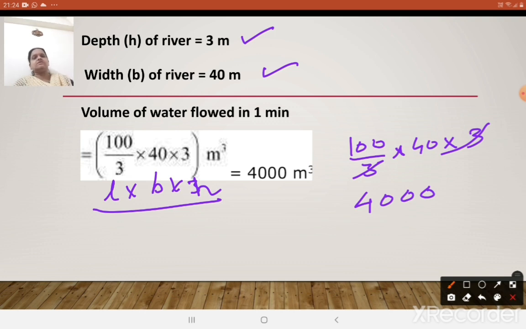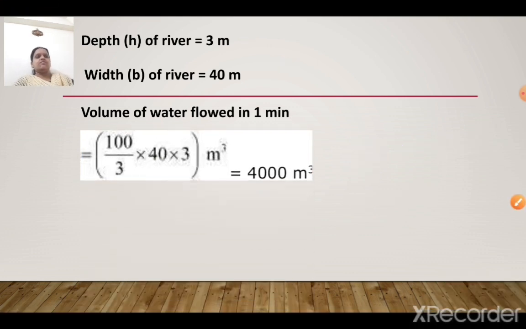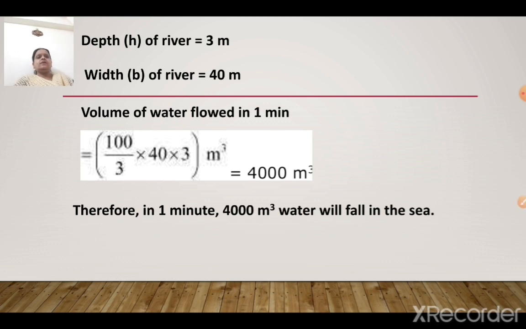That's why in the previous slide I gave the answer, so that you can calculate yourself and check the answer. And if you are not getting it, see the next slide and write the answer. So therefore, what we will write here: in 1 minute 4,000 meter cube of water will fall into the sea. Is it clear to all of you? Yes. So we have completed this exercise. In the next period we will continue with the next exercise. Till then, just practice all these sums again and again and solve them.